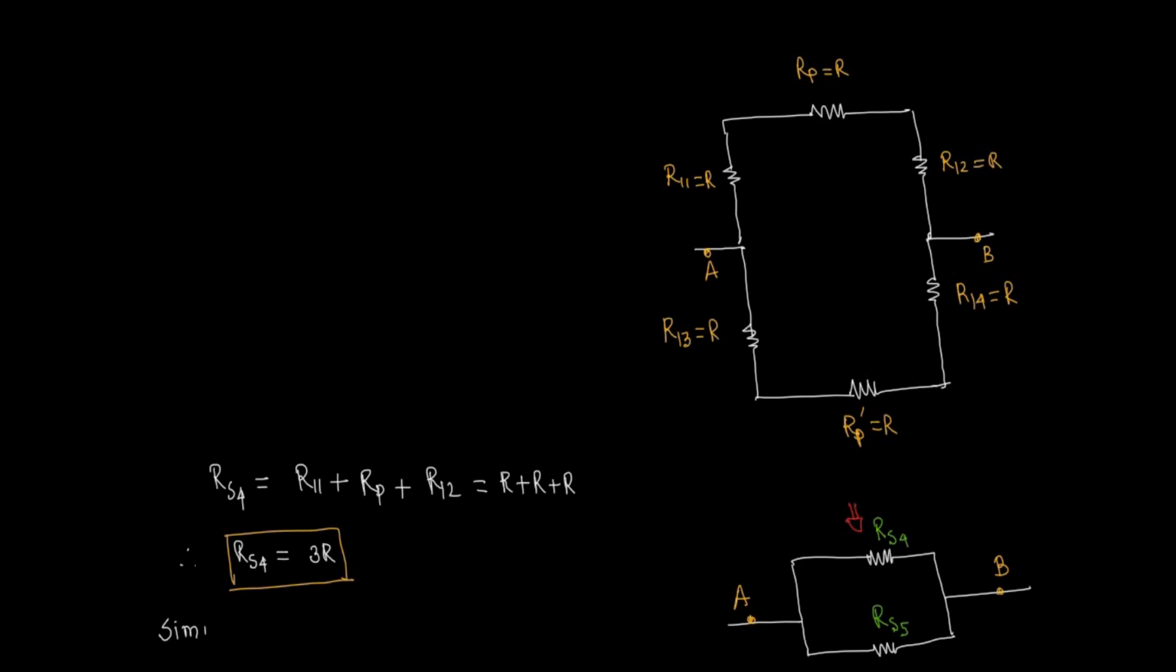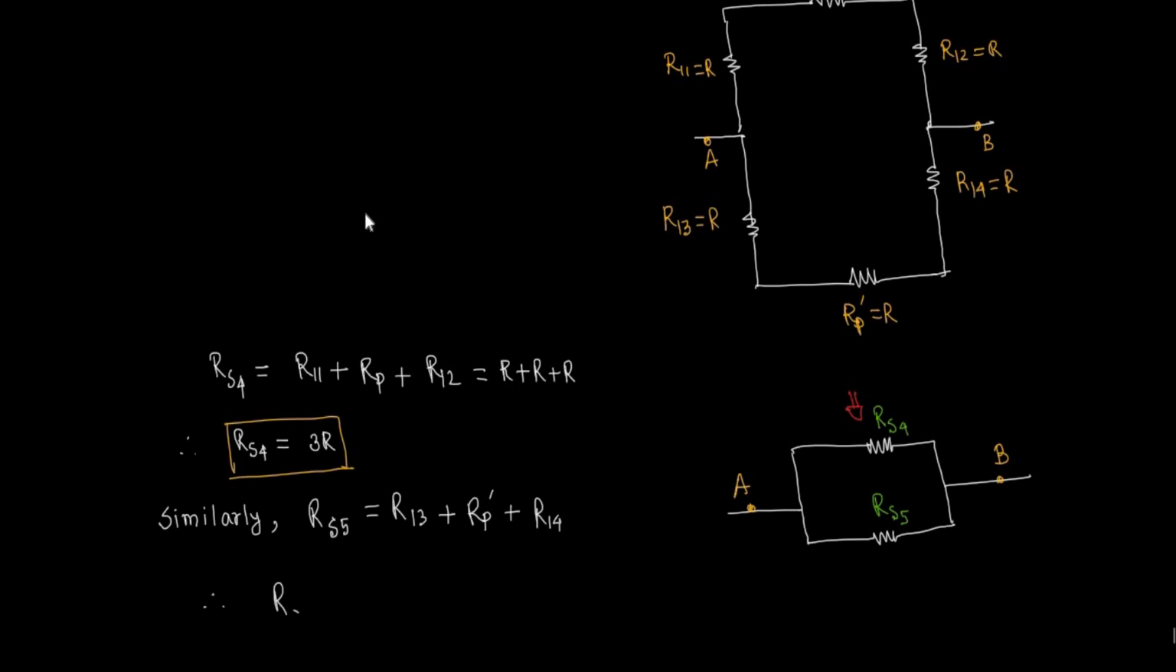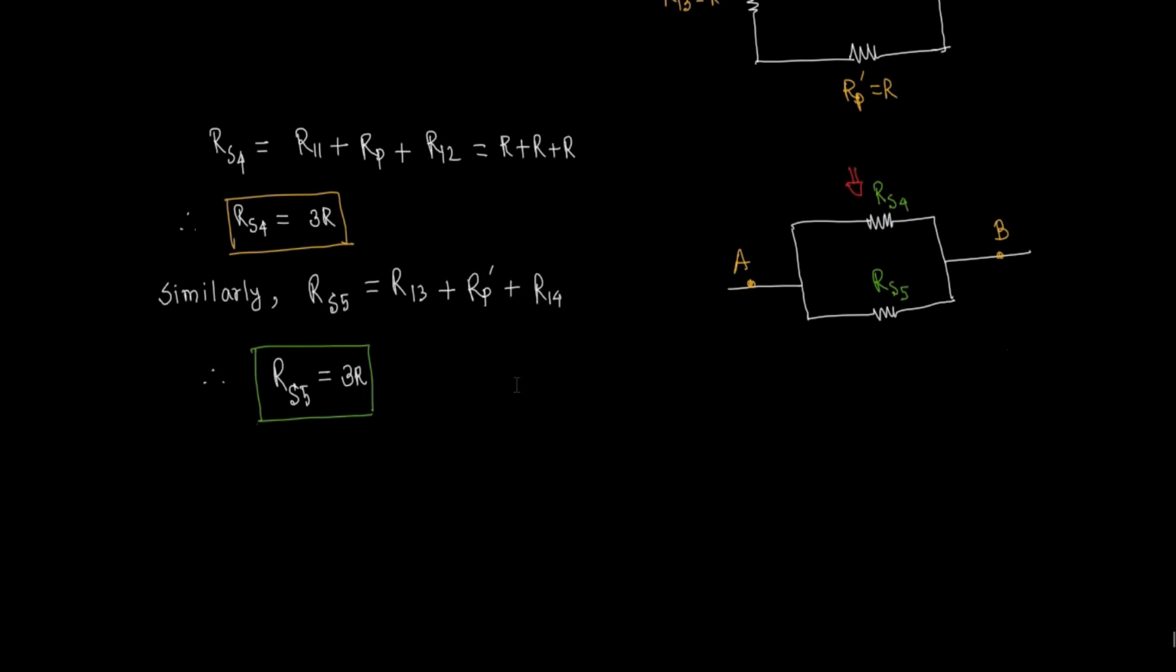Similarly, the equivalent resistance of the series combination of R13, Rp prime and R14 is RS5, which is equal to R13 plus Rp prime plus R14. Putting the values of the resistances, we get RS5 equal to 3R again.